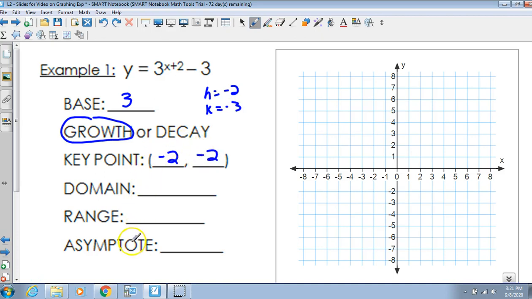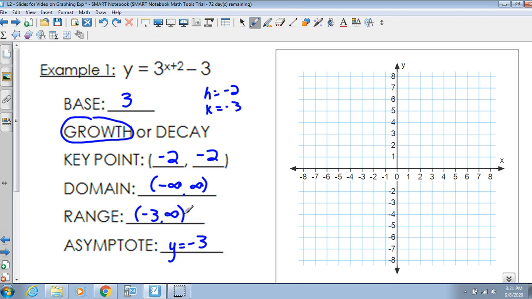I'm going to jump down here and talk about our asymptote right now. Our asymptote is y equals k, y equals negative 3. And our domain for any exponential function goes from negative infinity to positive infinity. And our range is going to be everything above this horizontal asymptote of y equals negative 3. So our range is from negative 3 up to infinity.